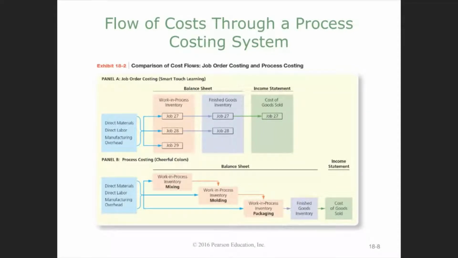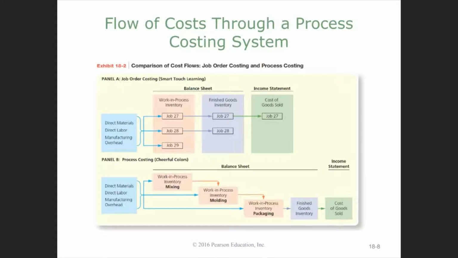So here is a diagram showing us the comparison of the cost flows. We have the cost flow for job order costing and the cost flow for process costing. When we look at the first one for job order costing, we have our direct materials, direct labor, and manufacturing overhead. And those are all sitting in work in process on the balance sheet at the same time, roughly. And then they move to our finished goods inventory, and then they move to our income statement.